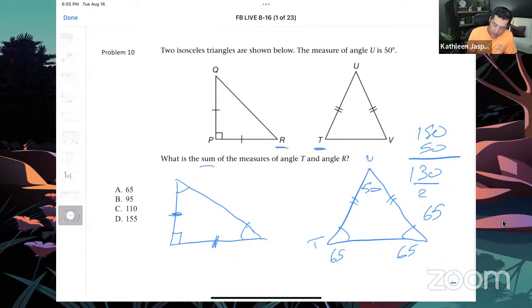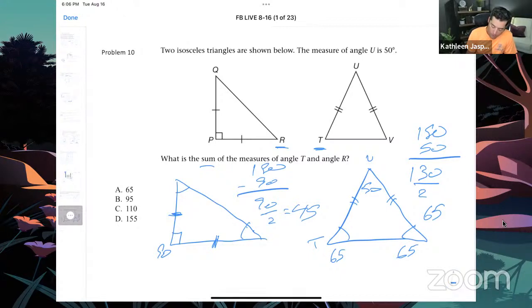And then we've got this sign here. This is a right angle, which means it's 90 degrees. Do the same thing. I always have 180 degrees in my triangle. I take 90 away, I'm left with 90 degrees. Divide by 2, I have 45-degree angles.